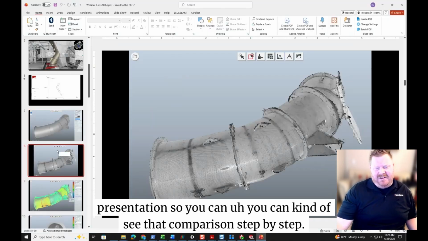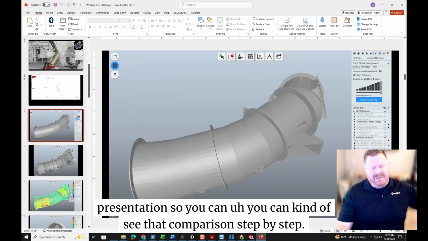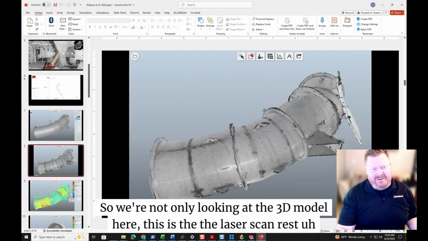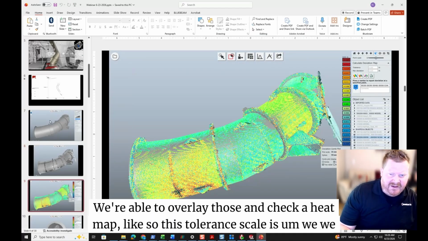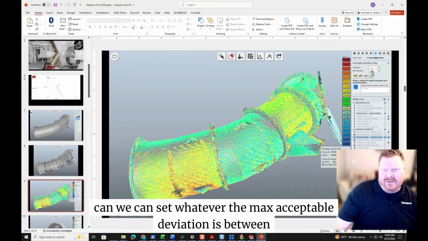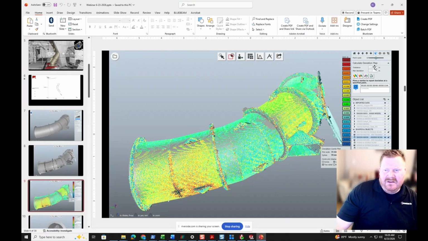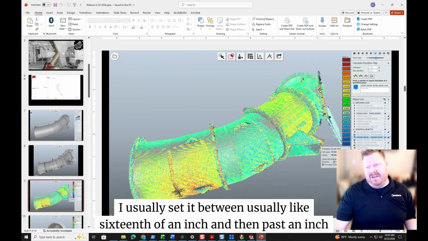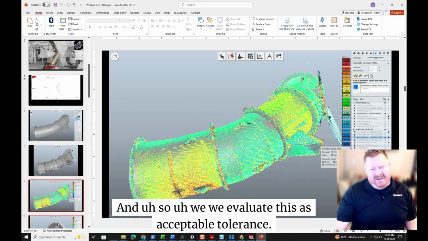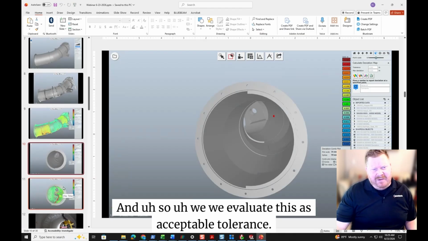But I'll get back to the presentation so you guys can see that comparison step by step. We're not only looking at the 3D model here. This is the laser scan rendering at the fabrication shop. We're able to overlay those and check a heat map. With this tolerance scale, we can set whatever the max acceptable deviation is, or whatever you want the top level to be. I usually set it at 1/16 of an inch, and then past an inch shows red. And we evaluate this as acceptable tolerance.